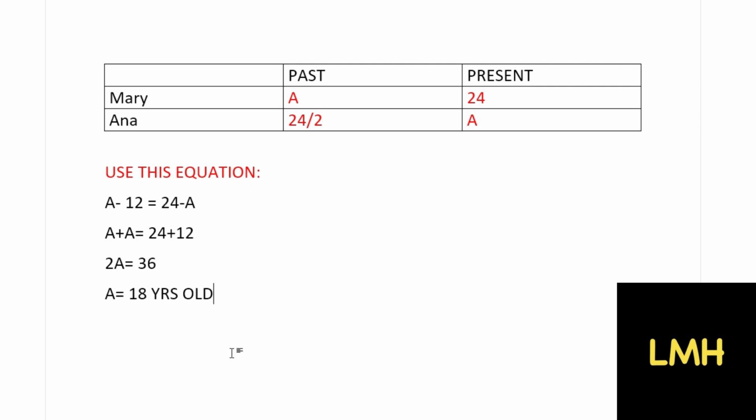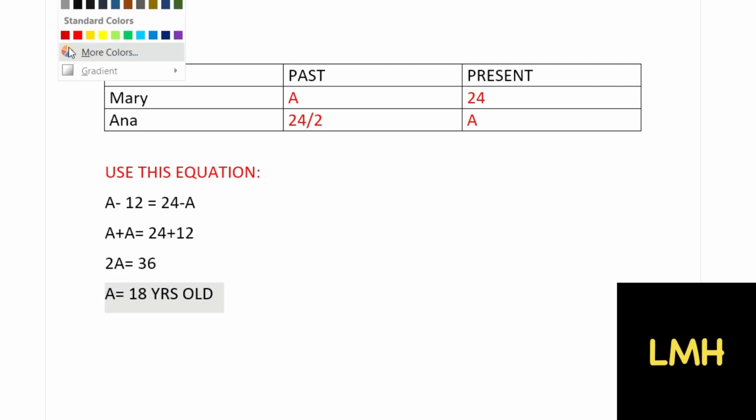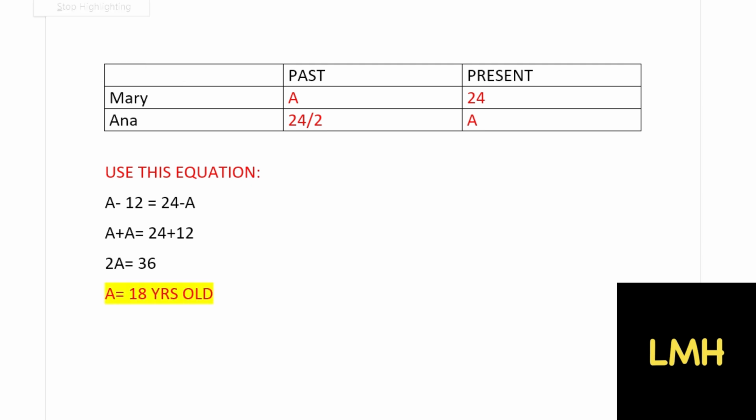Check. Their gap is 24 minus 18 equals 6. So when Mary was 18 years old, Anna was 12. And 24, Mary's age now, is twice of 12, Anna's past age.